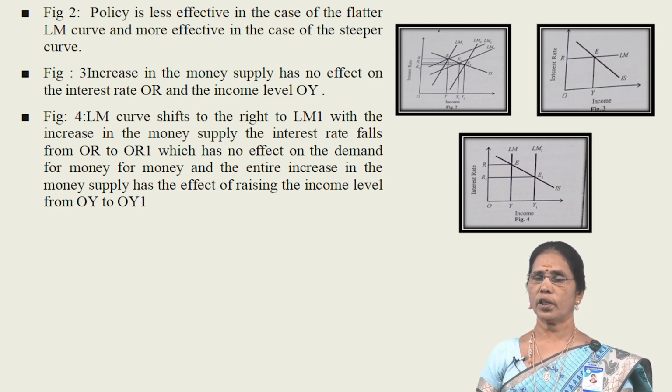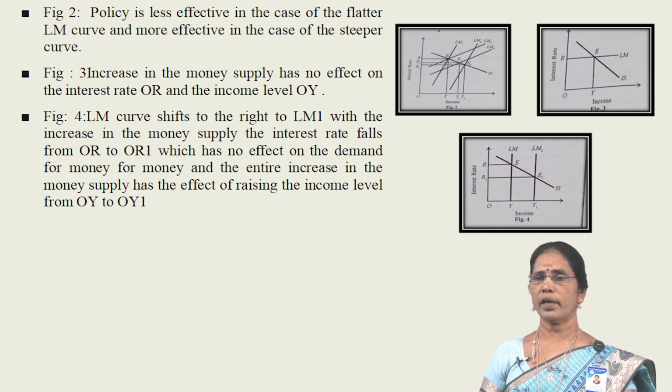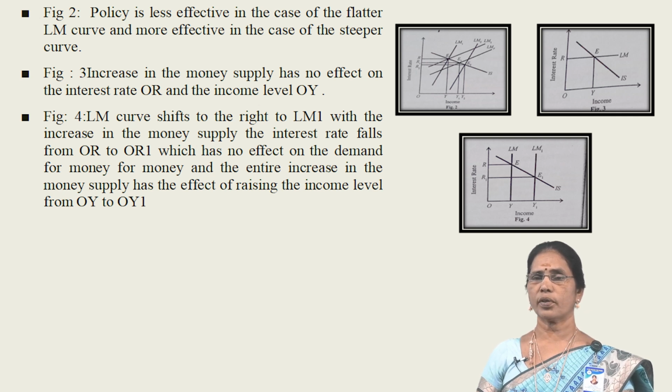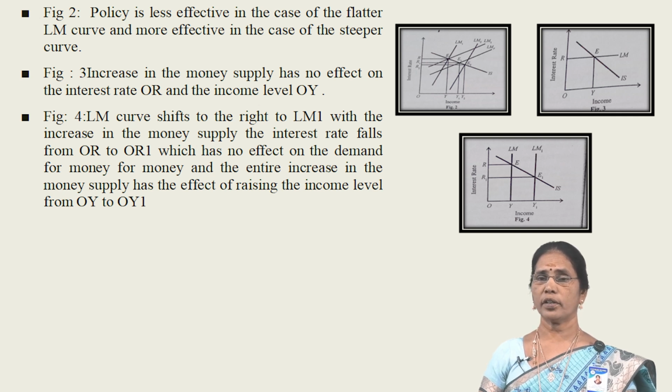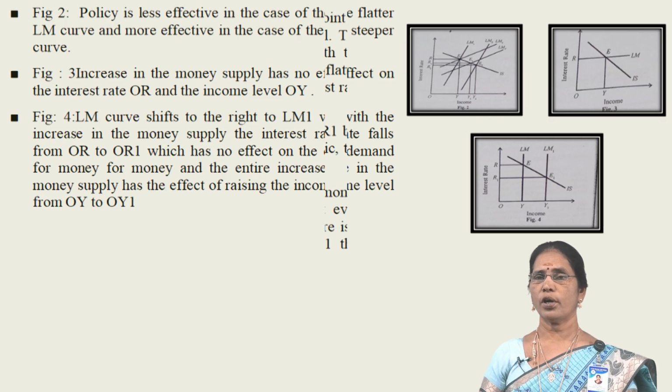The LM curve shifts to the right to LM1. With the increase in the money supply, the interest rate falls from OR to OR1, which has no effect on the demand for money. And the entire increase in money supply has the effect of raising the income level from OY to OY1.